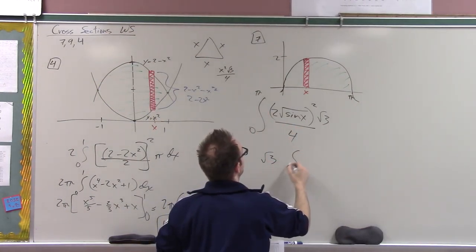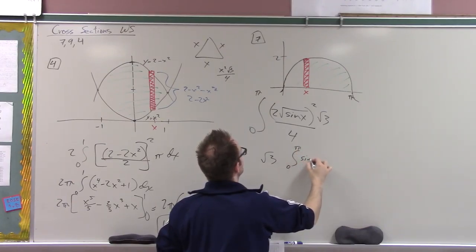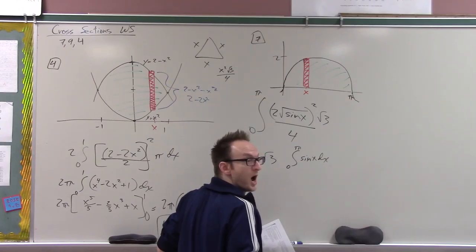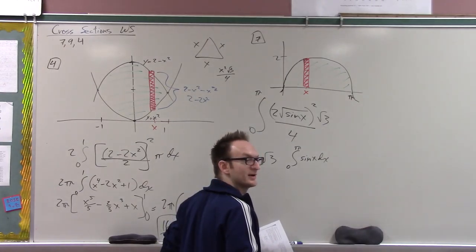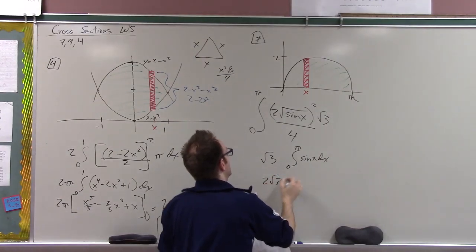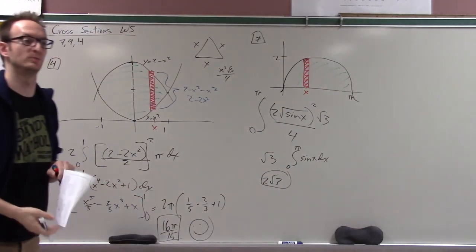Then actually doing it is pretty easy, because the 4's cancel, so it's just root 3 times the integral from 0 to pi of sine x, and we know that one by heart. What's the area under one hump of sine? This is 2. So I got 2 root 3 for part A, cool.